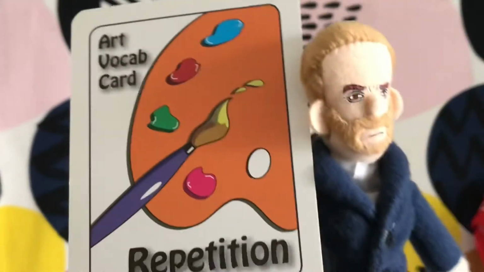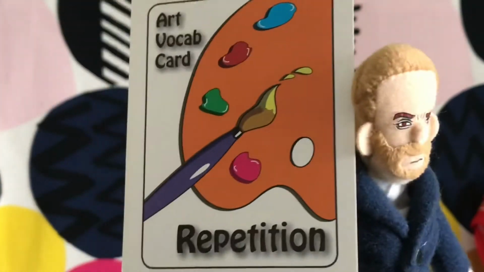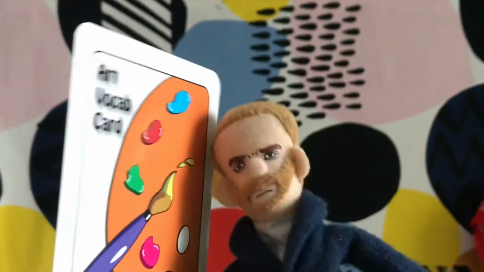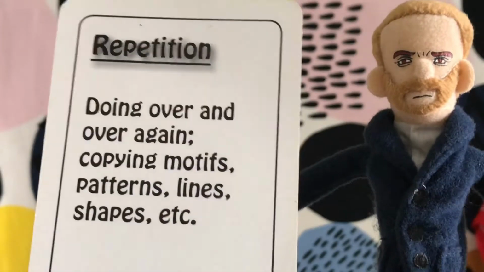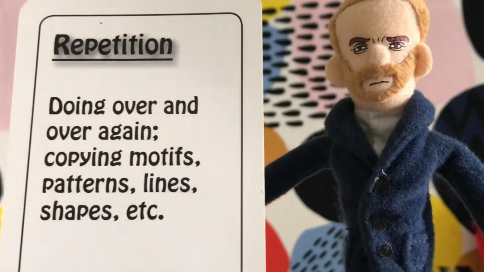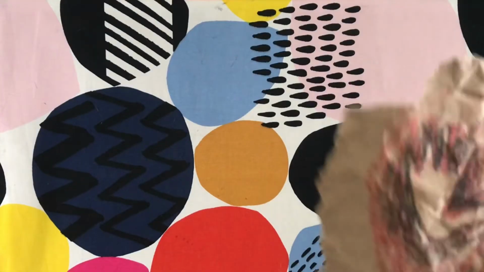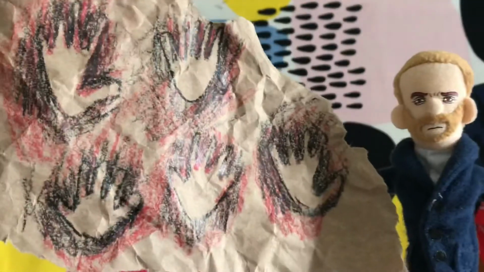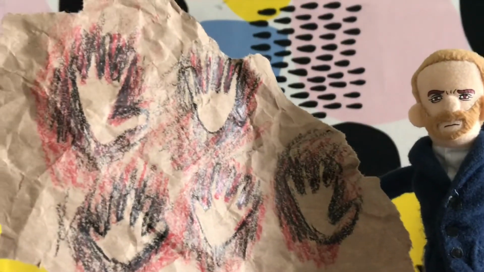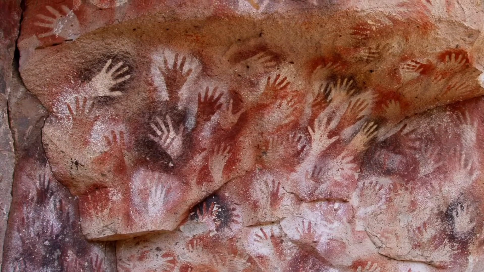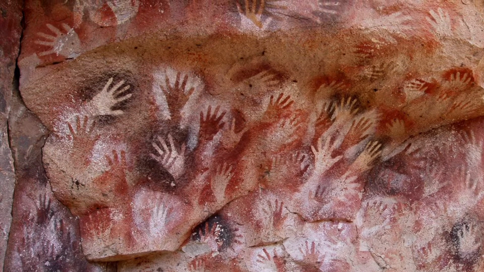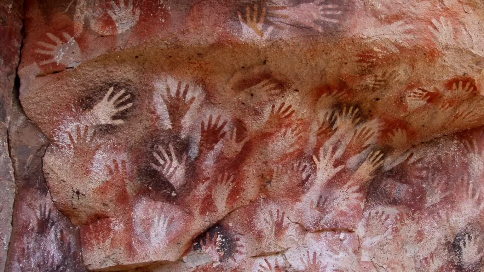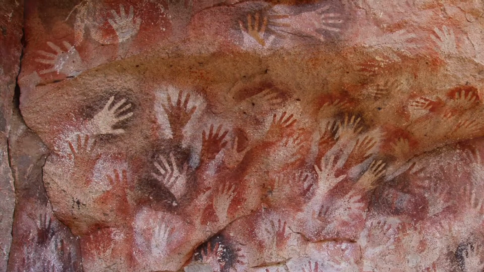Our second word is repetition. Do you remember hearing the word repetition in Mr. Allwarden's lesson? Repetition is doing something over and over again. An example of repetition in art is a pattern. This picture has a lot of little hands repeating, just like this prehistoric art found in Argentina. This is called the Cave of Hands, or La Cueva de las Manos.